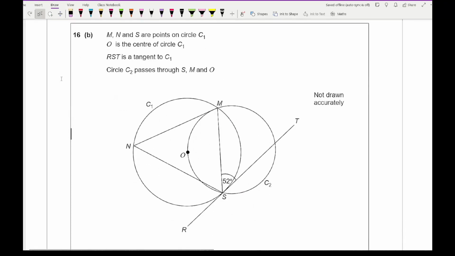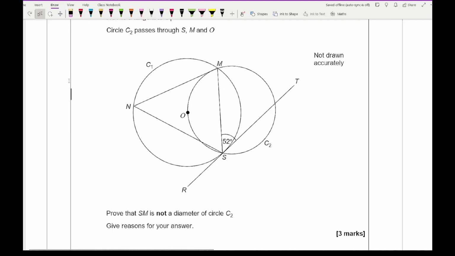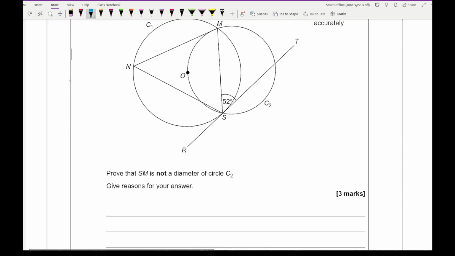On to question 16b, it says that M, N and S are points on circle 1, O is the centre of circle 1, RST is a tangent to circle 1, and circle 2 passes through S, M and O. And the question is asking, prove that SM is not the diameter of circle 2. So here for this, what we need to do is state a fact.